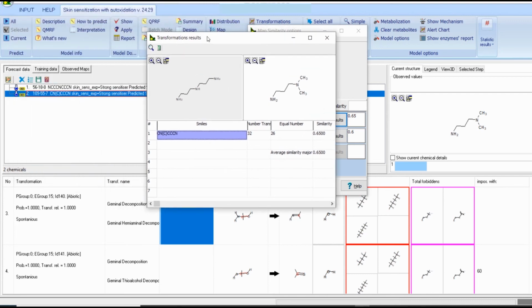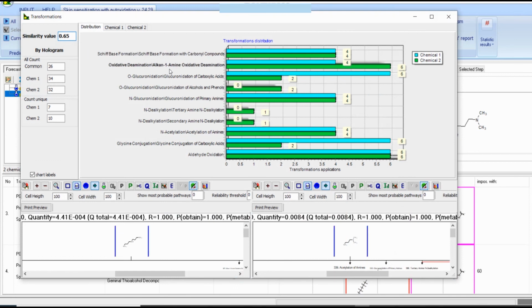We can see that both chemicals are also metabolically consistent. We can see the results where the bar diagram shows that some molecular transformations that are happening in chemical 2 are not happening in chemical 1. We can see that some of these differences are related to phase 2 transformations. Because phase 2 products are not essential for the skin sensitization effect, let's try to exclude them from the analysis on the metabolic similarity.